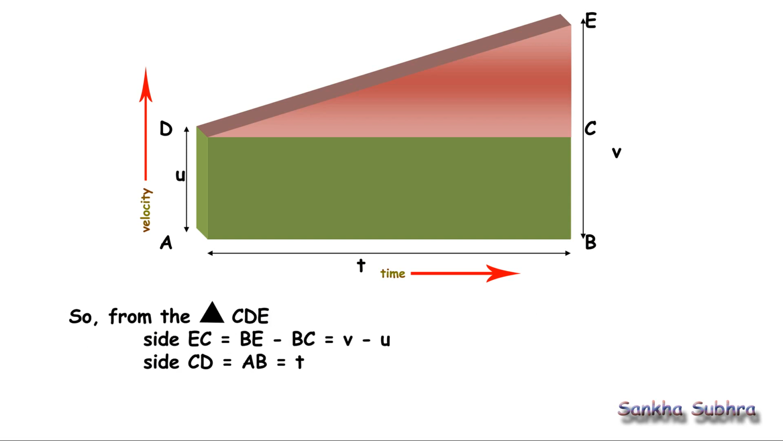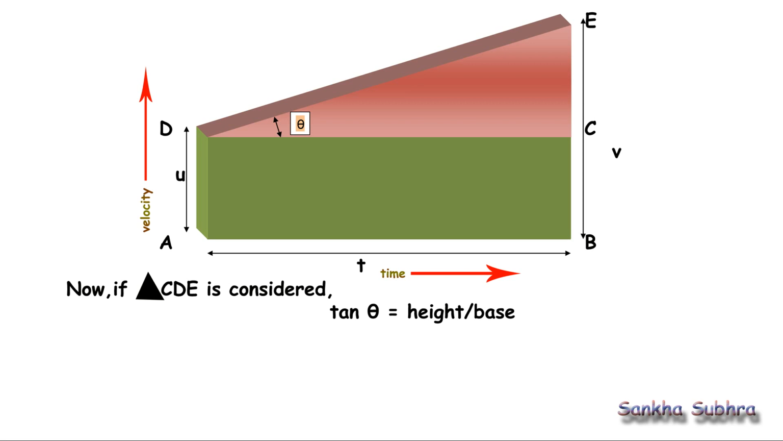As a result, now we are finding a triangle, that is CDE. And from the diagram, it is evident that it is a right angle triangle where the side CD equal to the time t and the side CE is nothing but the BE minus BC, that is v minus u. So if the triangle has the slope of theta, we know tan theta equal to the height by base, that is tan theta equal to CE by CD.